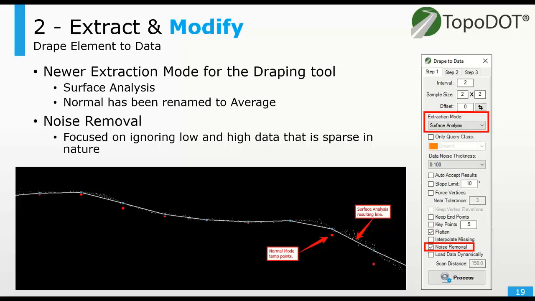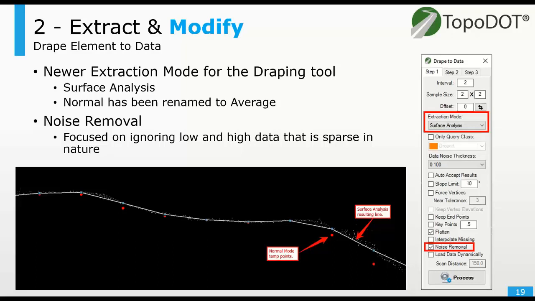And then there's also going to be noise removal. This is going to help clear out any low-hanging points. It may also clear out high-hanging points too, but that feature has also been added to keep things on track.